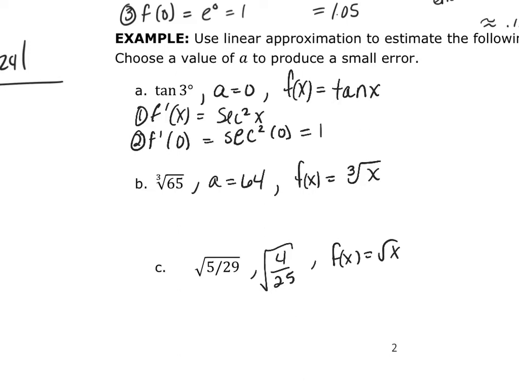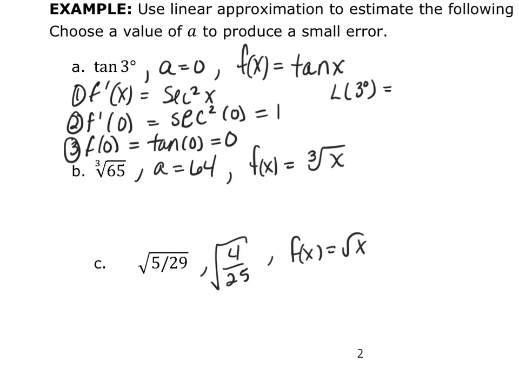The other thing that I need to do is find f of 0. So I need to find the tangent of 0. Well, what's the tangent of 0? 0. We like that. So now I'm just going to use my linear approximation formula. So L of 3 degrees is equal to f of a, which is 0, plus f prime of a, which is 1. And then I have my original, which is 3 degrees, and guess what I need to put this into? I need to turn it into radians, because everything in calculus is in radians.